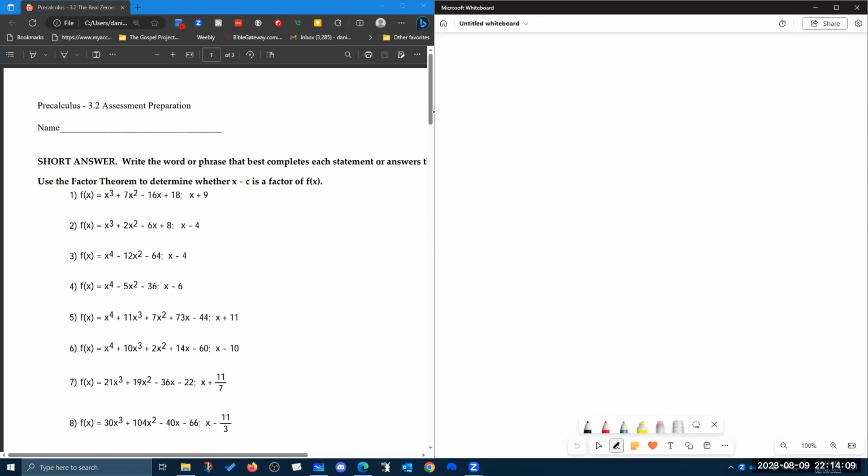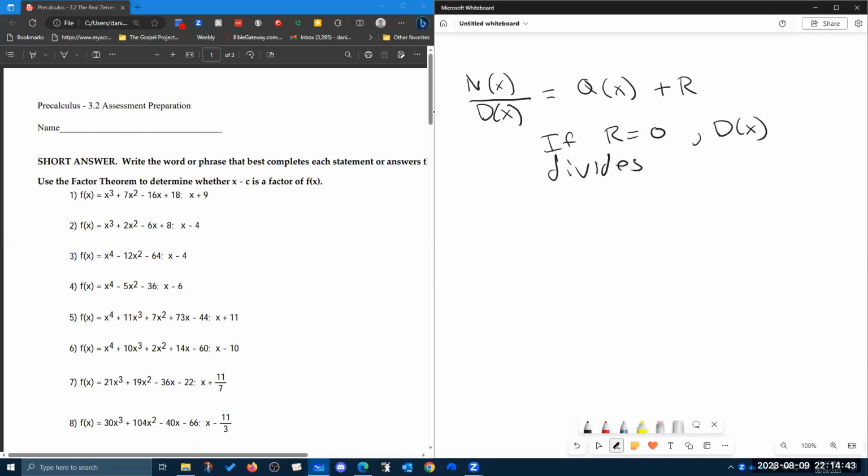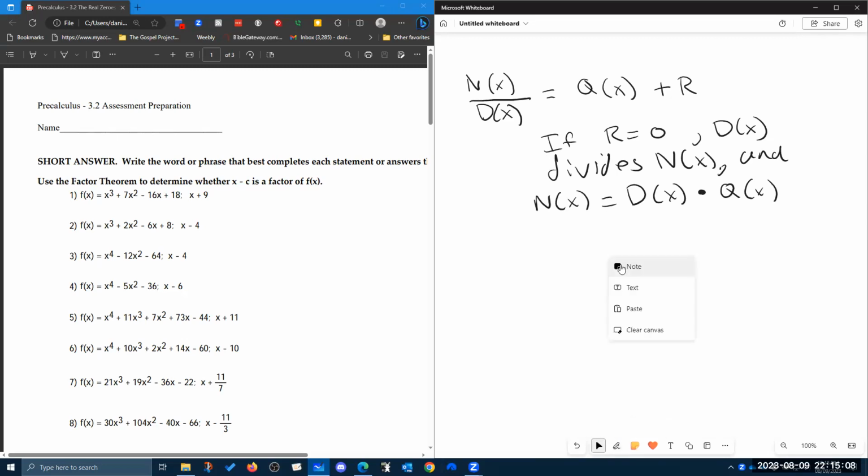Specifically, if d of x divides evenly into n of x, we get q of x with no remainder, and n of x equals d of x times q of x. So that's what we're going to be trying to prove here.